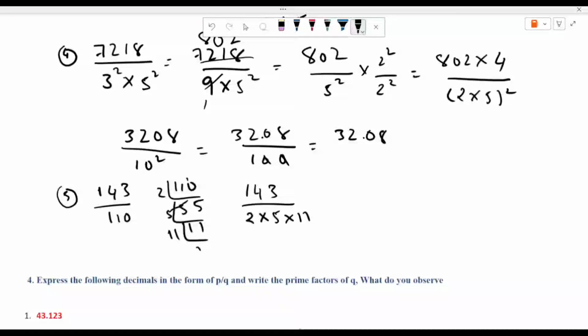We don't need 11, so we will cancel it out. 11 ones are 11, and 11 3s are 33. Now it will become 13 divided by 2 5s are 10. So I will put one digit after the decimal. Your answer is 1.3. In this way we have completed the third question.